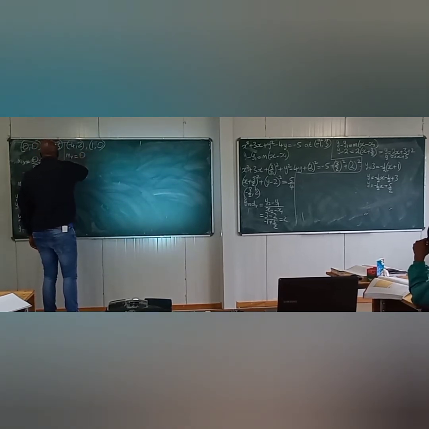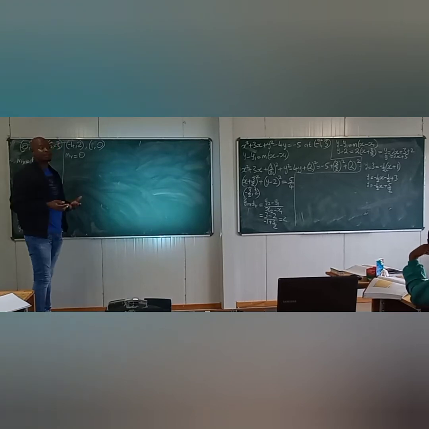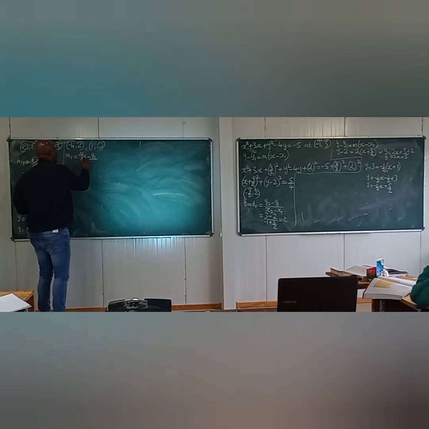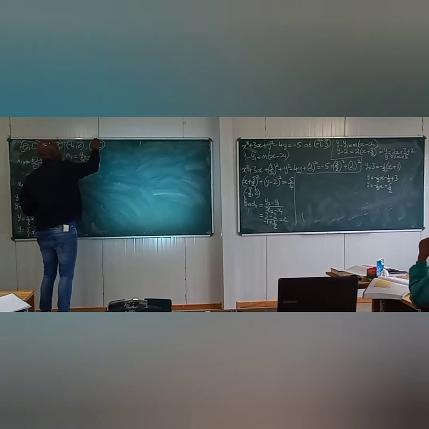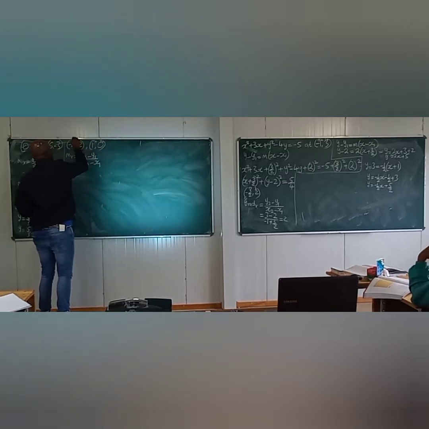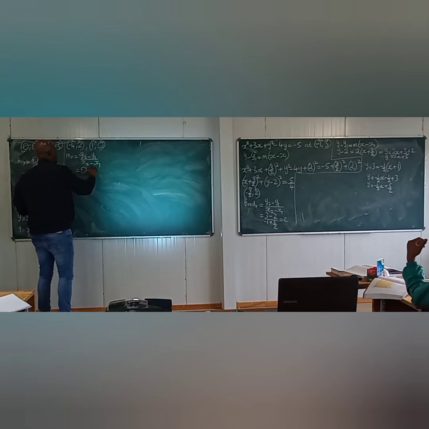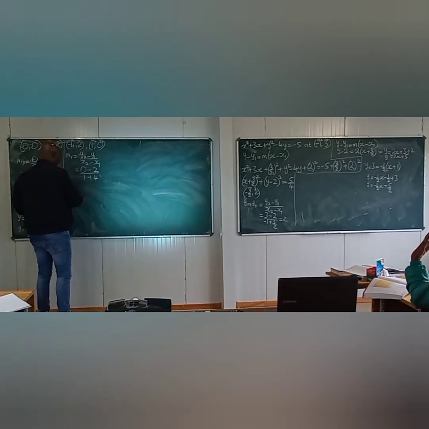Gradient of radius equals y2 minus y1 divided by x2 minus x1. So this is my x2, this is my y2, this is my x1, this is my y1. So what are the equivalents? 0 minus 2 over 1 plus 4, which equals minus 2 over 5.